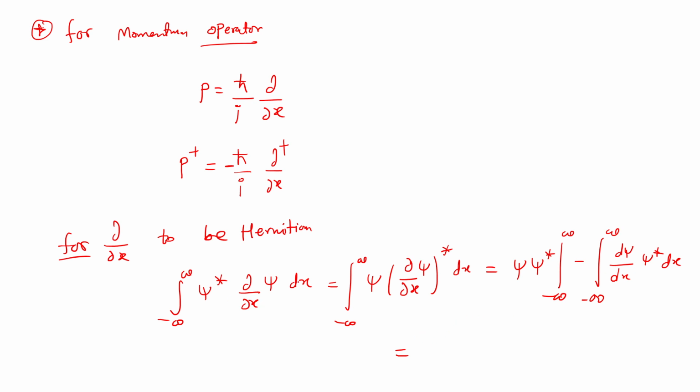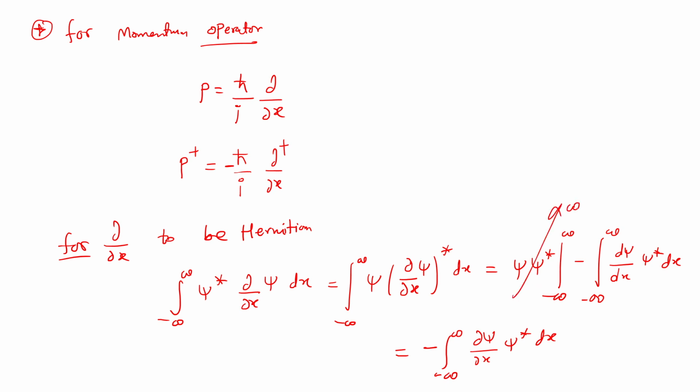So the other side here we have is this one. You see, this side is similar to this, but coming with a negative sign. From minus infinity to infinity, here we have del psi over del x psi star dx.